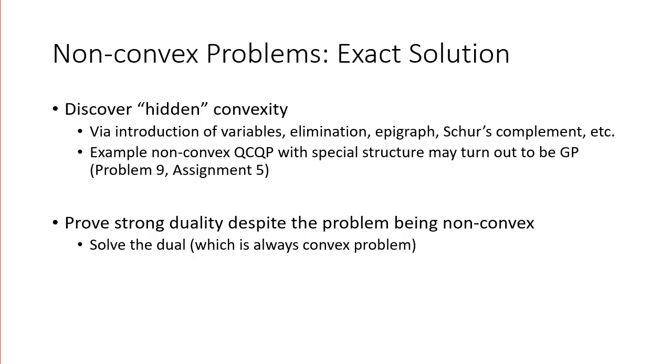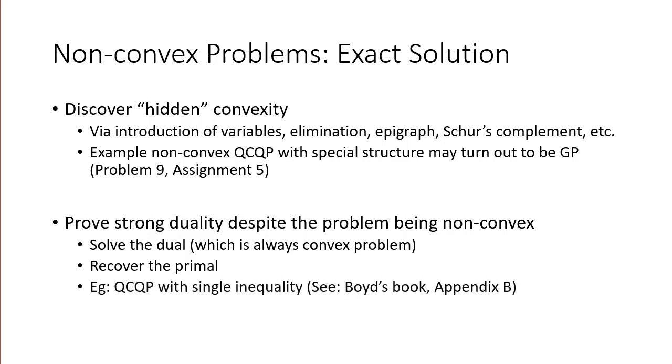An example of this is the QCQP with a single quadratic constraint. For this problem, it turns out that even when the objective function and the constraints are non-convex, strong duality holds. This is shown in appendix B of Boyd's book. And we already know that the dual of a QCQP is an SDP, which can be solved, say, using CVX. Right? So this is one way you can recover the primal for a non-convex problem. But I must remark that this case occurs very rarely.